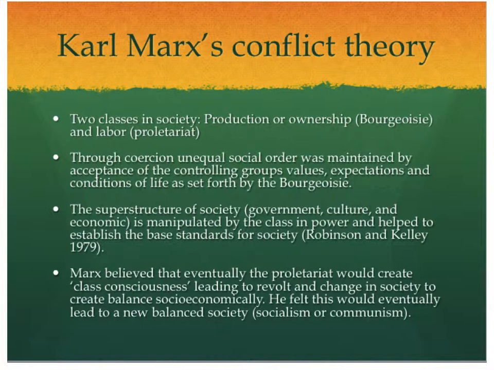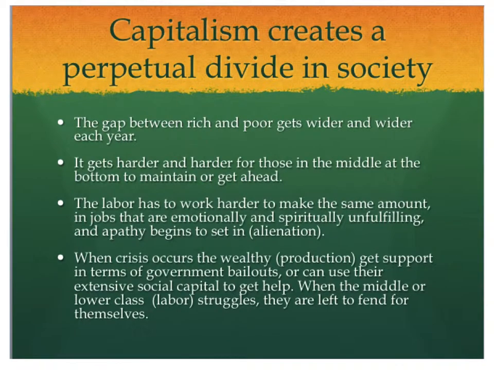Marx believed that eventually the proletariat would create class consciousness, leading to revolt and a change in society to create balance socio-economically. He felt this would eventually lead to a new balanced society, socialism, or maybe even eventually his utopian communism. The ruling class does whatever it can to stay in control. Laws are generally there to benefit them.